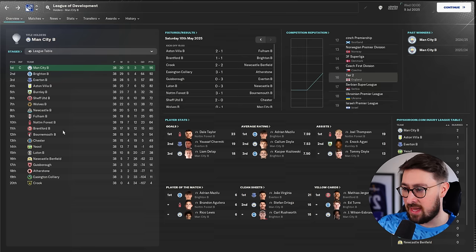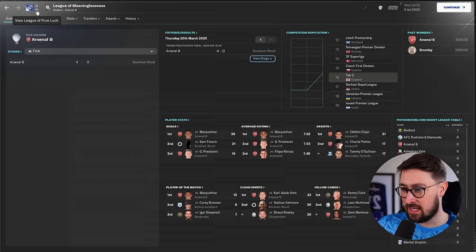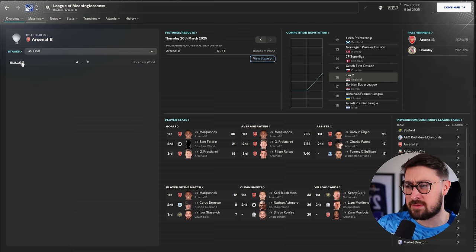Because they are not a B team. There's a couple of non-B teams in here. And I don't think the B teams can get promoted. If we find Man City B in the Prem, we know what's happened there, though, won't we? The League of Meaningless, we have Arsenal B winning it. Which, does that mean Boreham Wood go up? Because again, Arsenal B might be able to be promoted from this.